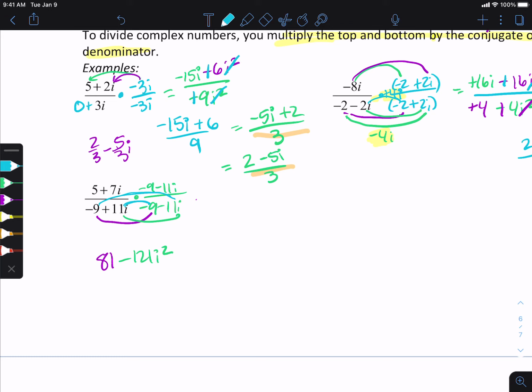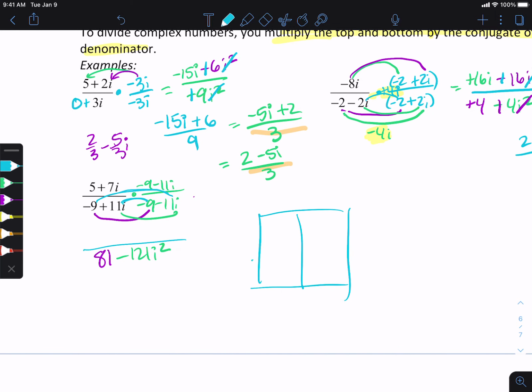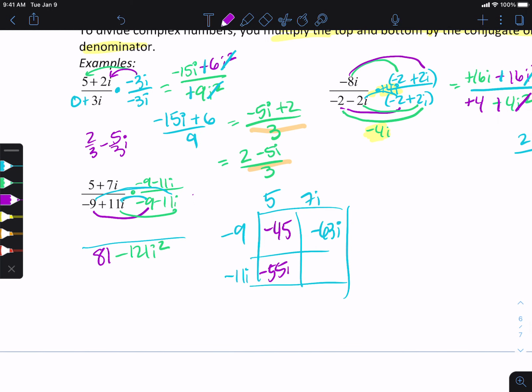So then on the top, when we multiply, I'm going to show that you can still use your boxes. So off to the side, we're going to do 5 plus 7i, -9 minus 11i. So in our first box, we've got -9 times 5, which is -45. And then we have -9 times 7i, which gives us -63i. And then we have -11i times 5, which is -55i. And then we have -11i times 7i is -77i squared.